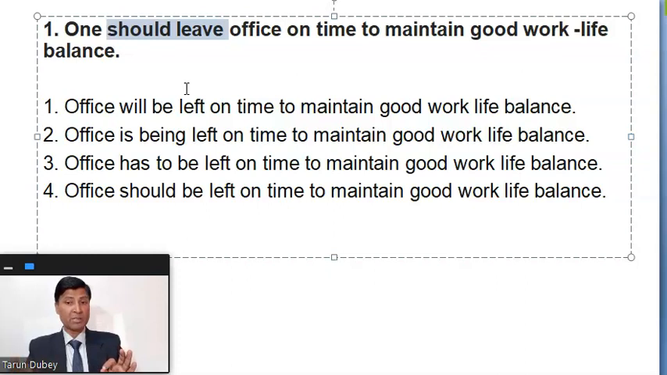Is the first one your answer? Will be left? No. Is the second your answer? Is being left? No. Is the third one your answer? Has to be left? No. Is the fourth one your answer? Should be left? Yes. It's okay. So my fourth option is the answer.